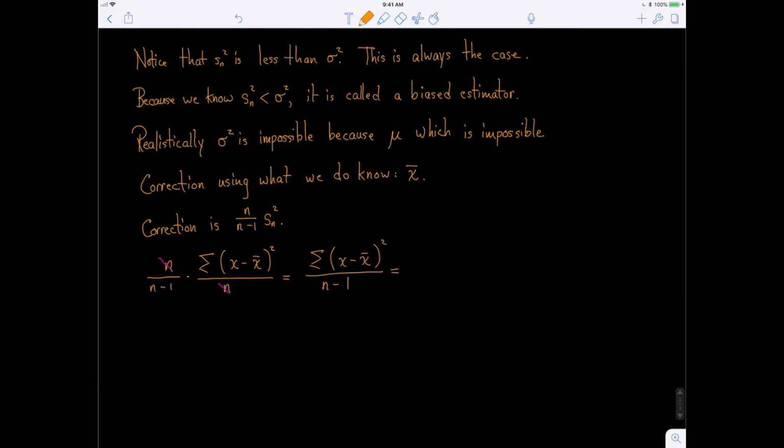And we call this s squared. That's actually a lowercase s. We call that lowercase s squared. And from now on, whenever you have to find the variance of a sample set of data, what you should be finding is s squared.